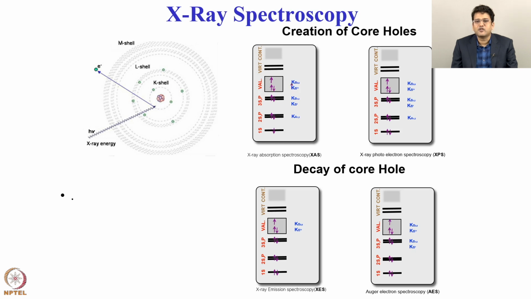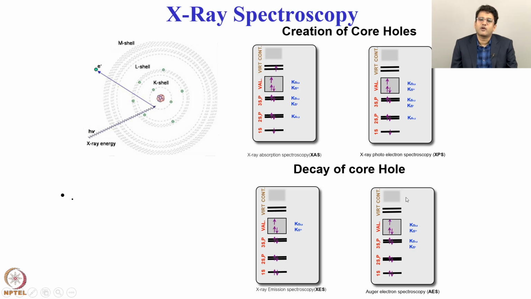In X-ray absorption spectroscopy, what happens is that one electron gets excited from an occupied core orbital to a virtual orbital. In the case of XPS, what happens is that one electron gets ionized. So, you can think of it in an alternate way as the electron getting excited from a core orbital to a continuum where the electron vanishes. So, this leads to X-ray photoelectron spectroscopy or XPS.